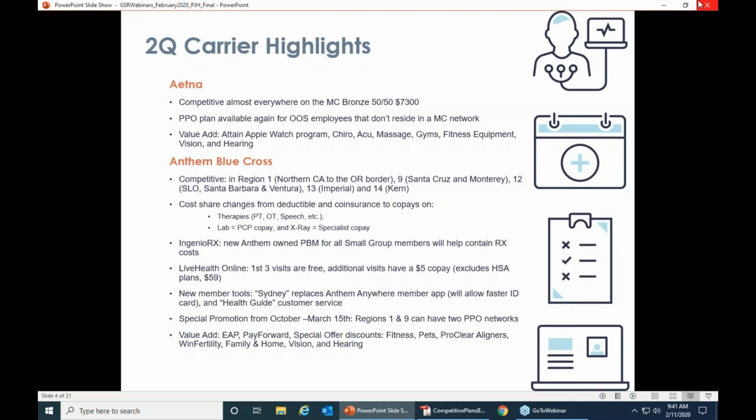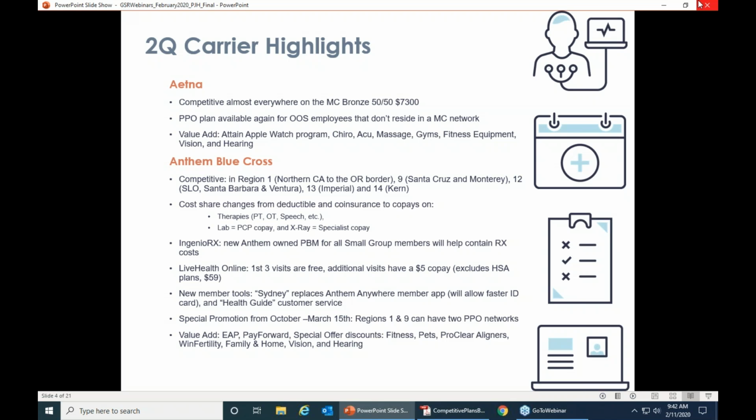And last is the value add. There are a number of things that unfortunately a lot of brokers simply don't have time to go through. And a lot of these are extremely valuable. When we talk about an employee assistance program, which is included in Anthem, oftentimes that's not even mentioned to the employees. The other thing is these Pro Clear liners.